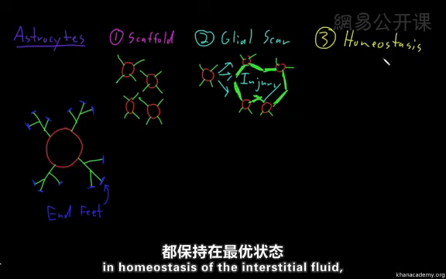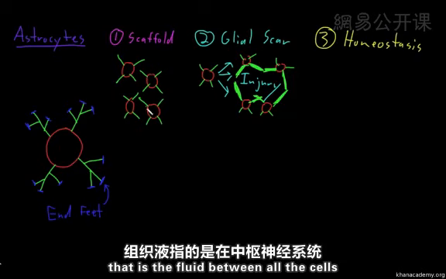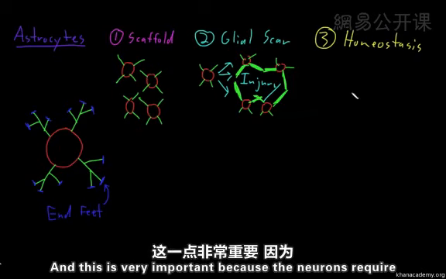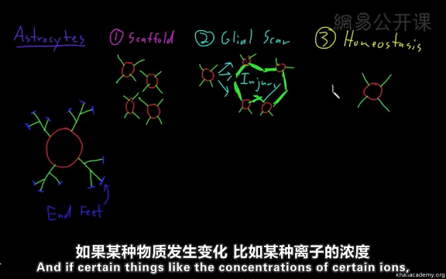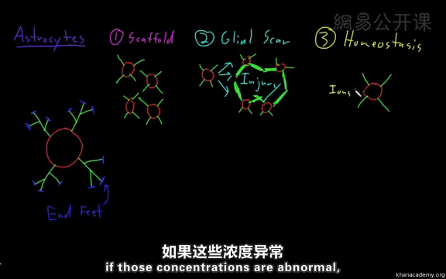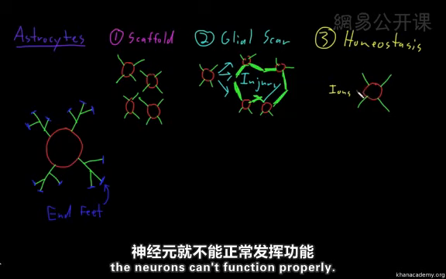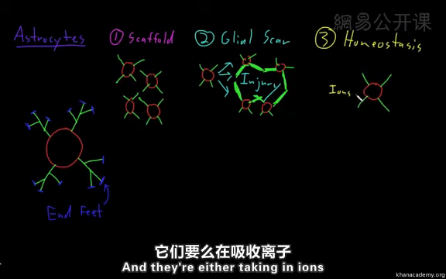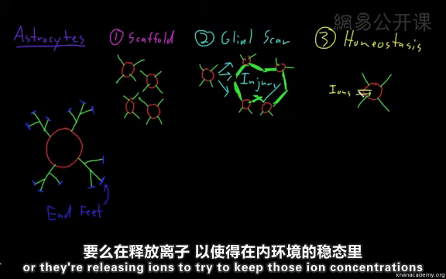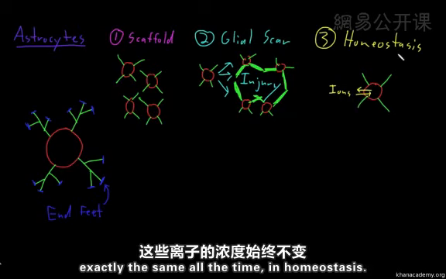homeostasis of the interstitial fluid. That is the fluid between all the cells of the central nervous system. And this is very important because the neurons require a very fine-tuned, a very even-keel environment for them to function properly. And if certain things like the concentrations of certain ions, and particularly potassium ions, are abnormal, the neurons can't function properly. So one thing the astrocytes do is that they're constantly monitoring the interstitial fluid, and they're either taking in ions or they're releasing ions to try to keep those ion concentrations exactly the same all the time in homeostasis.